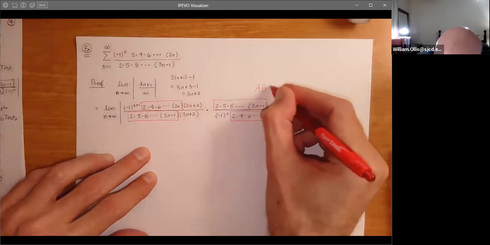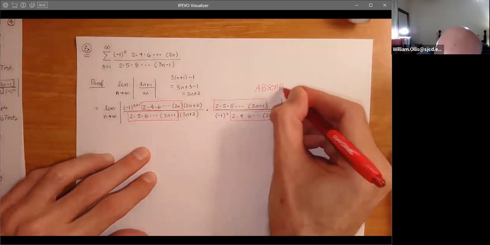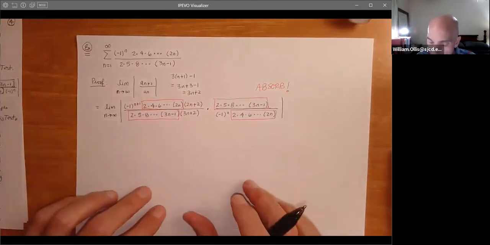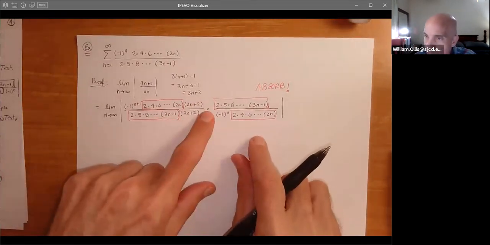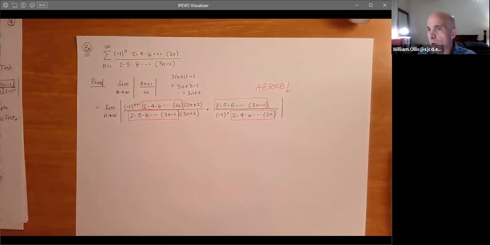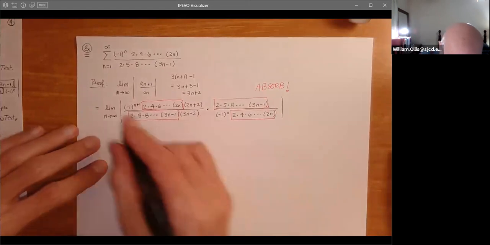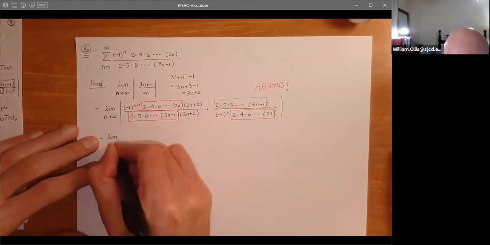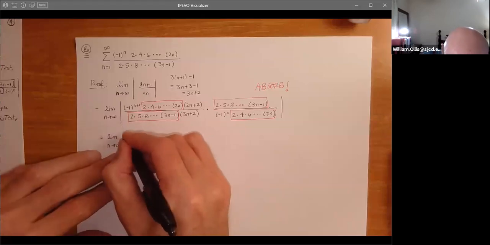Absorb. You don't even have to write an extra step if you don't want to. Clearly, because we've got the product here and we're writing it in a way that's user-friendly, you can shift everything down a ways. That's what I'm going to do in the next step, just to make it perfectly clear what I'm doing. So I'm going to break this up.